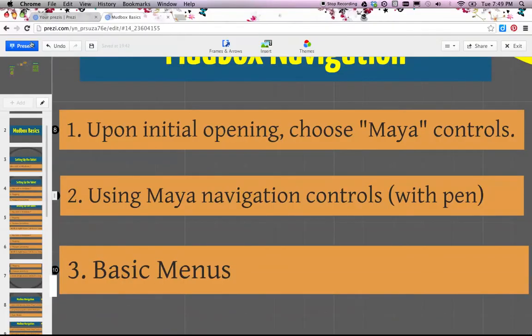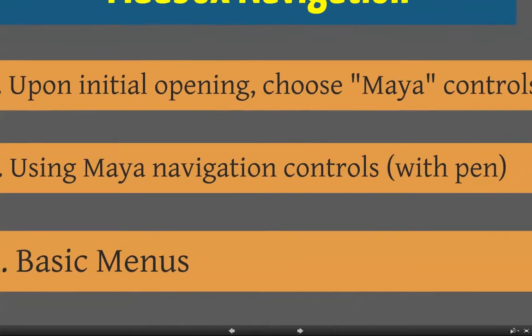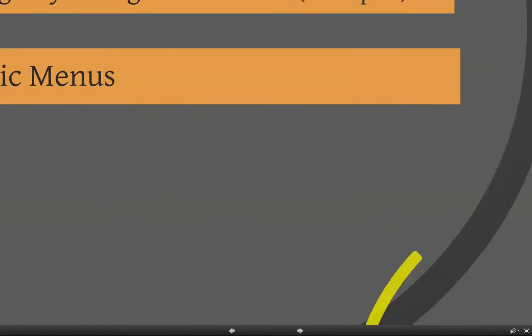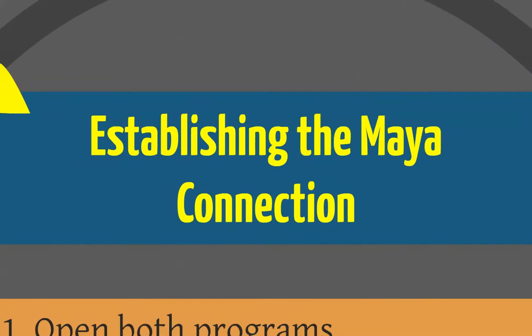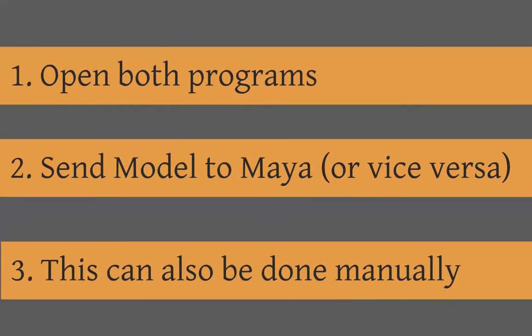Now, the last section I'm going to go over is establishing the Maya connection. So I've got both programs open now. If you don't, go ahead and open it. We're going to send the model, and then if it doesn't work for some reason, you can also just bring in models manually, so I'll show that too.